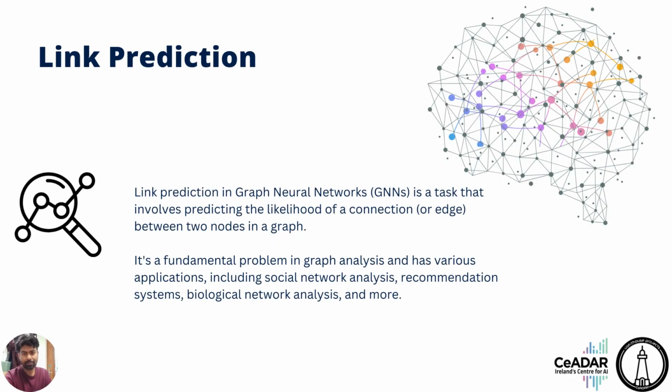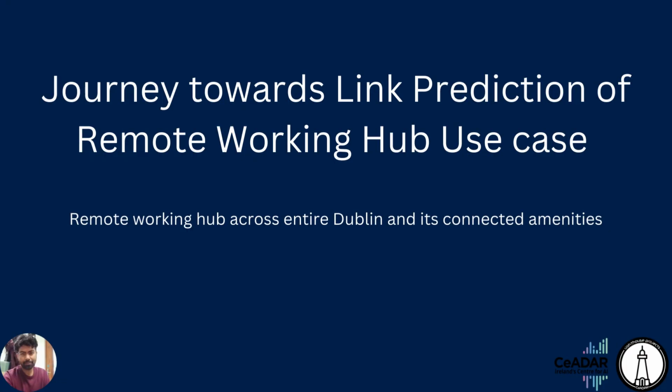Link prediction in graph neural networks is a task that involves predicting the likelihood of a connection or edge between two nodes in a graph. It is a fundamental problem in graph analysis and has various applications including social network analysis, recommendation building, biological network analysis, and much more. Let's start the journey towards a link prediction of remote working hub use case. Remote working hubs across the entire Dublin and its connected amenities.